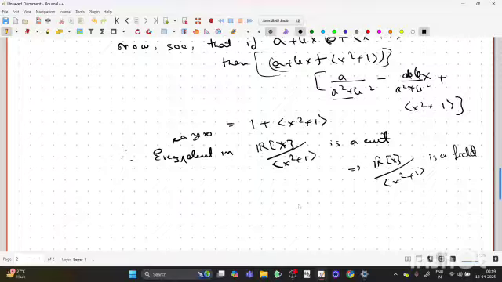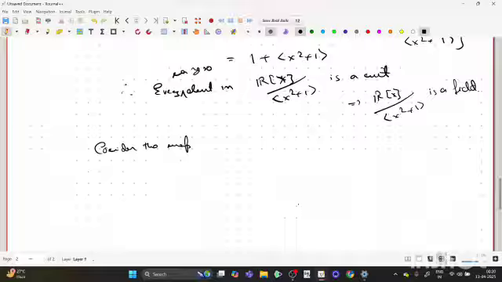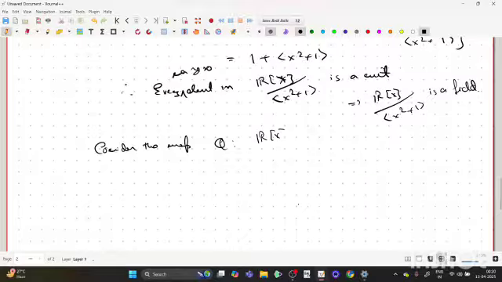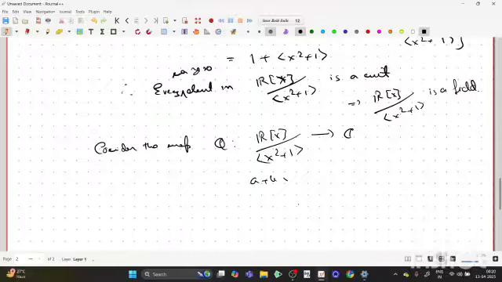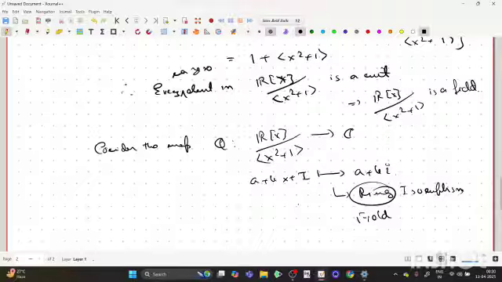And there's a very interesting thing to observe here. Consider the map. Now this is the reason why I wrote it in a different notation. Consider the map phi from R[x] by x square plus 1 to C such that we map the element a plus bx plus I to a plus bi. Then you can observe immediately that this gives a ring isomorphism. In fact, this is a field isomorphism. This is an isomorphism of fields. Both of these are fields.